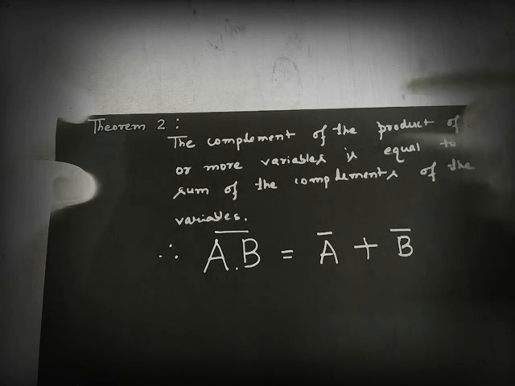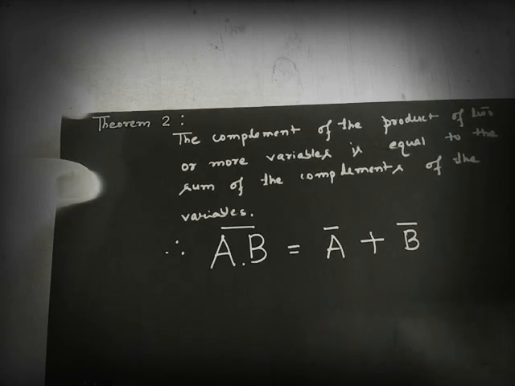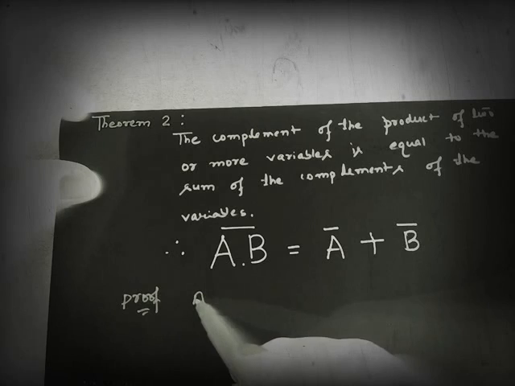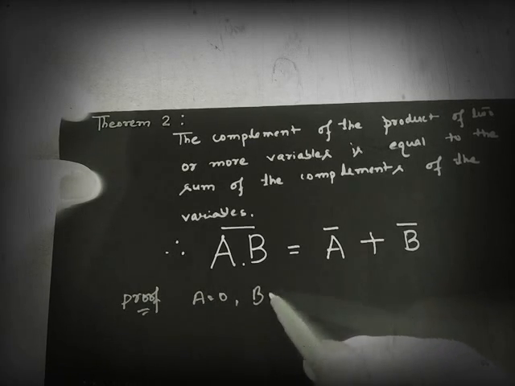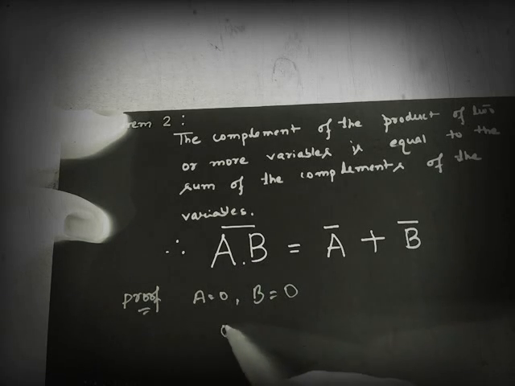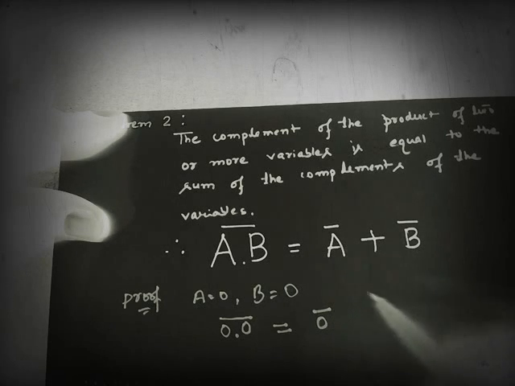Again, questions will be asked to prove it. So I am starting the proof. Again I am taking A equal to 0 and B equal to 0. So I am putting A equal to 0 over here, 0 0 with a complement sign, and again 0 for B. Now we know very well that the complement of 0 will be 1. On the right side this one will also be 1.